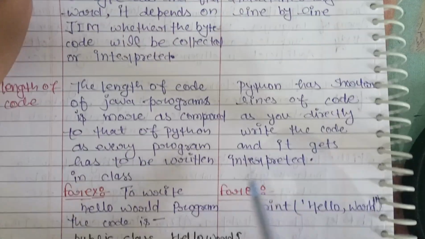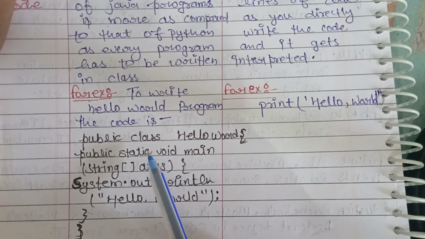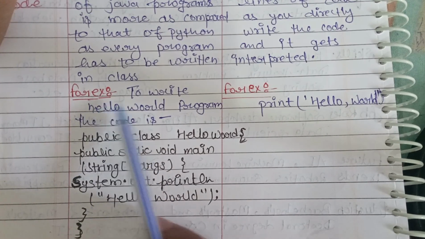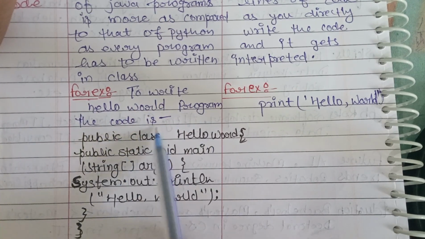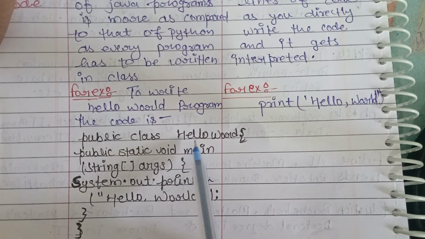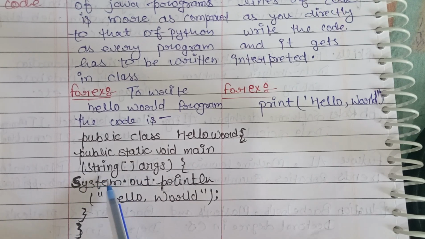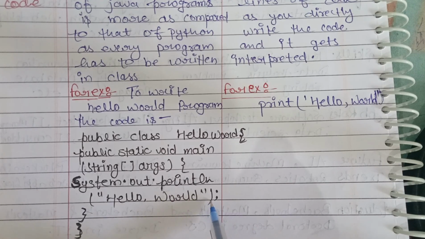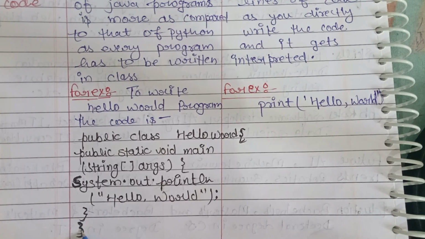Let's see an example. For example, to write a hello world program, the code is: public class HelloWorld, public static void main, parenthesis, String, square brackets, args, parenthesis close, curly braces open, System.out.println, parenthesis open, double quotes, Hello, World, double quotes close, parenthesis close, semicolon, curly braces close, curly braces close.